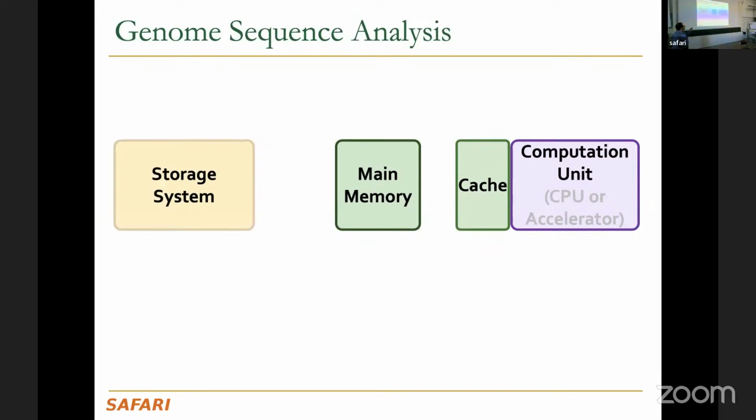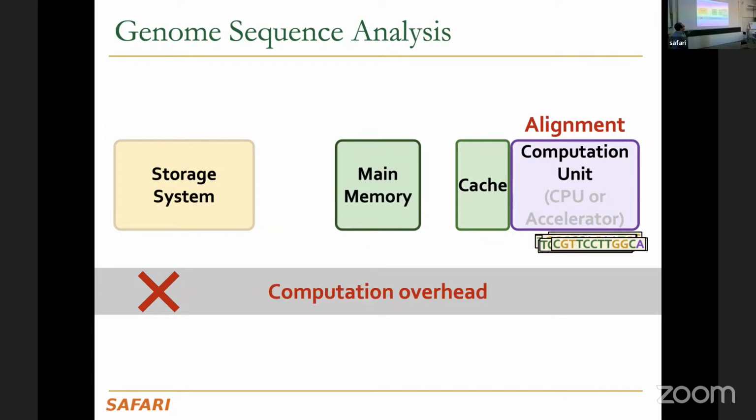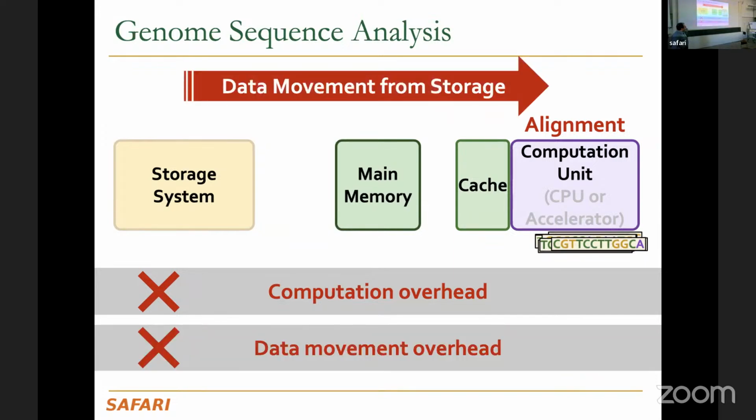For this step, we need to read a lot of reads from the storage system and bring them to the computation unit because of the von Neumann model. This computation unit can be a CPU or an accelerator; it doesn't really matter in this context. But you need to read reads from the storage system to that computation unit. There are many reads, and that causes a lot of computation overhead. At the same time, you have data movement from storage, which is a lot of overhead.